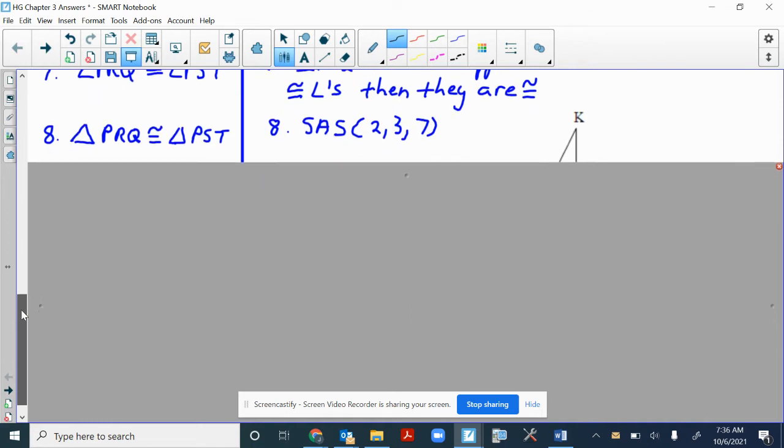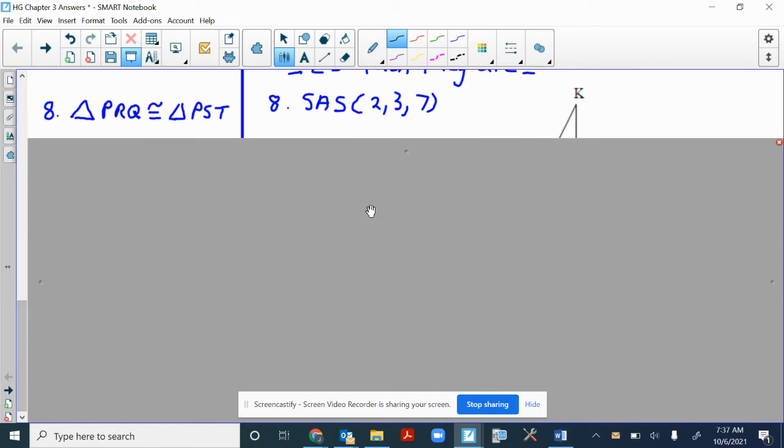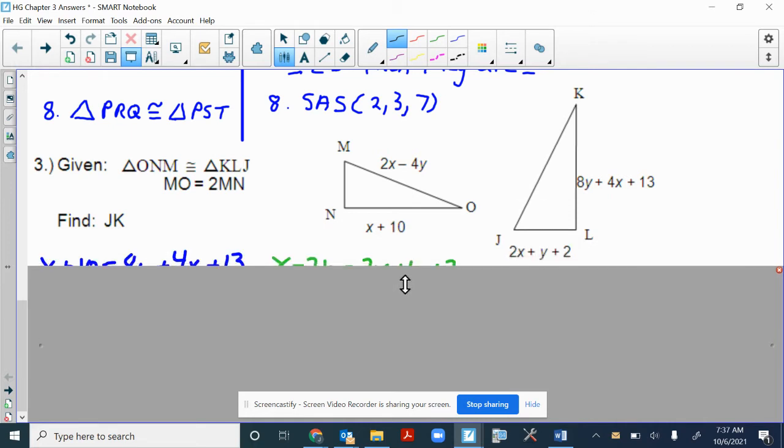So you have to be able to say, oh, okay, I did prove congruent sides in 2 and 3, and then I proved the angle in between on step 7. All right, looking at number 3, this one is not a proof, but just a more algebraic one.